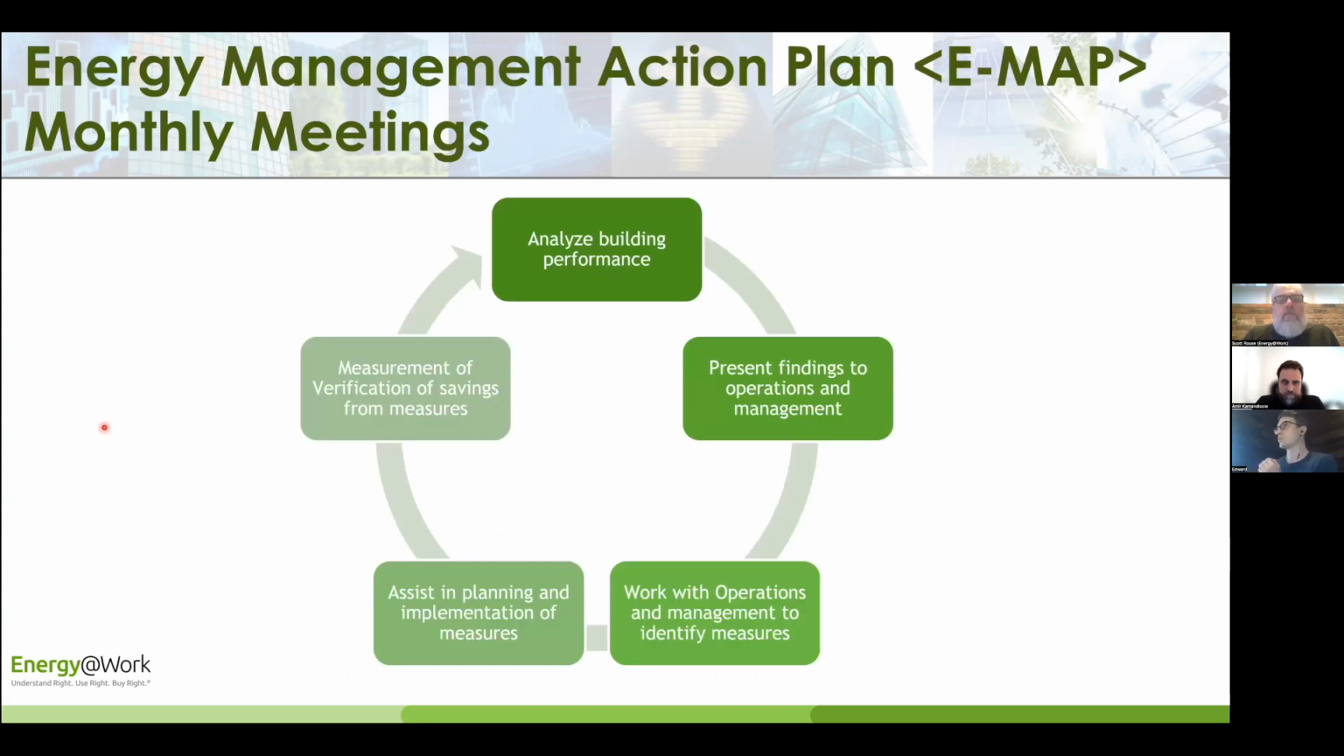So when it comes to the actual EMAP, we will meet with the properties on a monthly basis, and it's really cyclical in nature. So we go through these main 5 points, but we're always cycling through it and coming back to it. So the first is analyzing building performance. And I'll speak about each of these in a bit more detail as I go through it once. And then we present findings to operations and management.